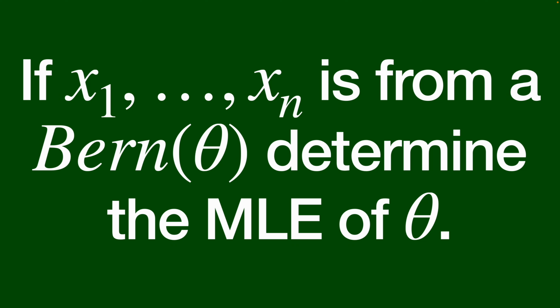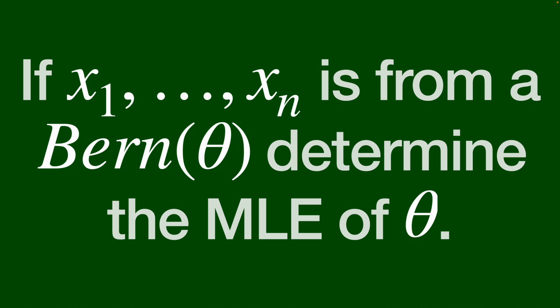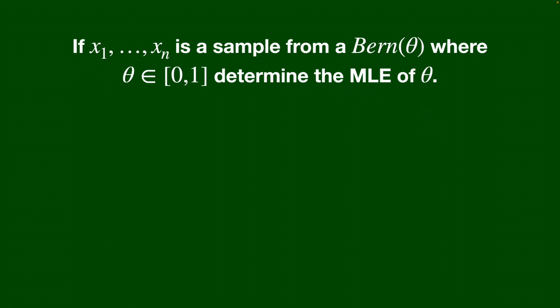If we have the observations x sub 1 through x sub n from some random sample drawn from some Bernoulli theta distribution, and we want to find the MLE, the maximum likelihood estimate of that theta, how can we go about that? So you might immediately start thinking, okay, what's the PDF of a Bernoulli theta?